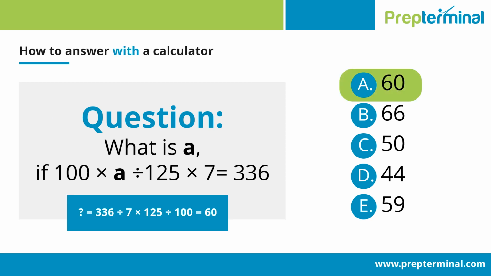How to answer with a calculator. Just use inverse operations, as we are only dealing with multiplication and division, which have no priority over each other. A equals 336 divided by 7 times 125 divided by 100 equals 60. The choice is A.